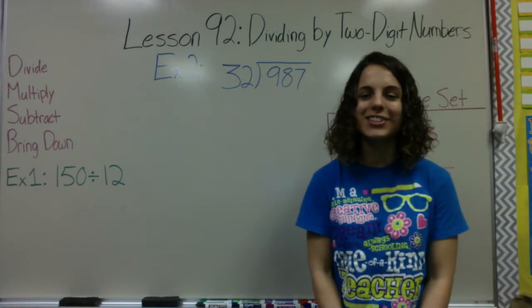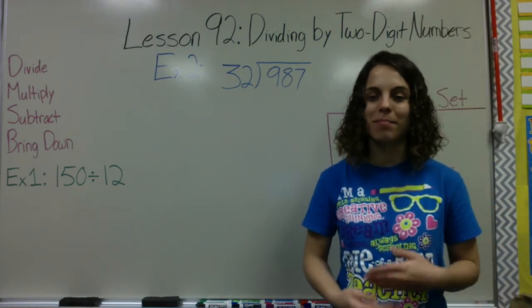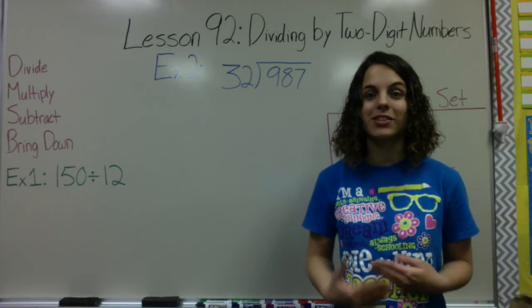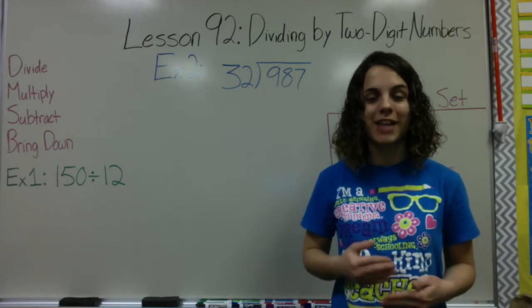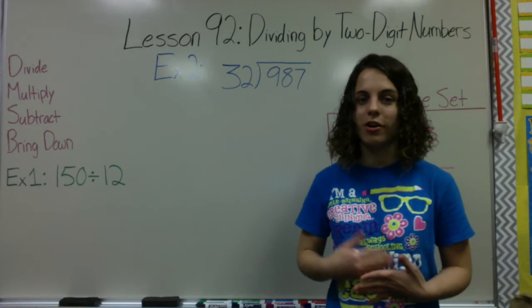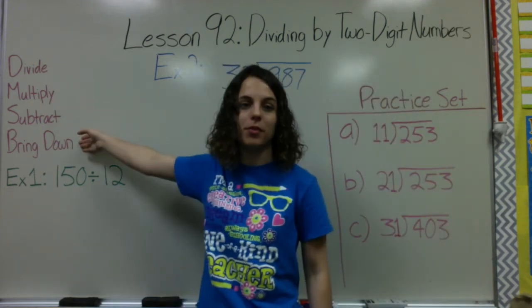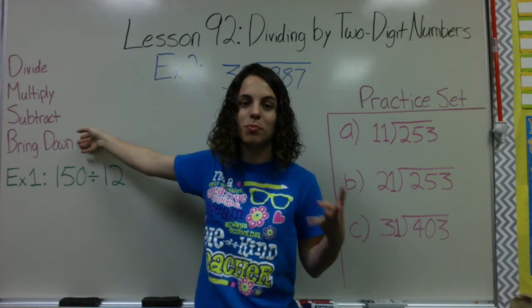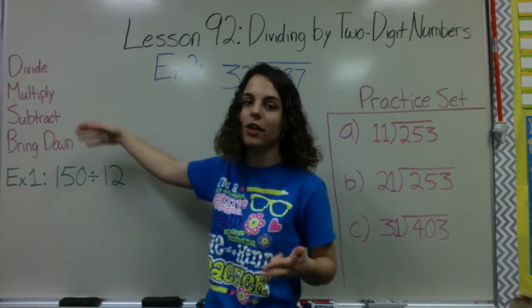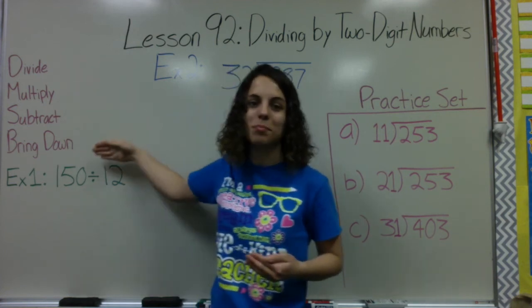Welcome to lesson 92. This is about dividing by two-digit numbers. Now there's nothing to worry about because our division process and steps are the exact same as they have always been for long division. We have divide, multiply, subtract, bring down. The way we remember that is dad, mom, sister, brother. So dad, mom, sister, brother: divide, multiply, subtract, bring down.